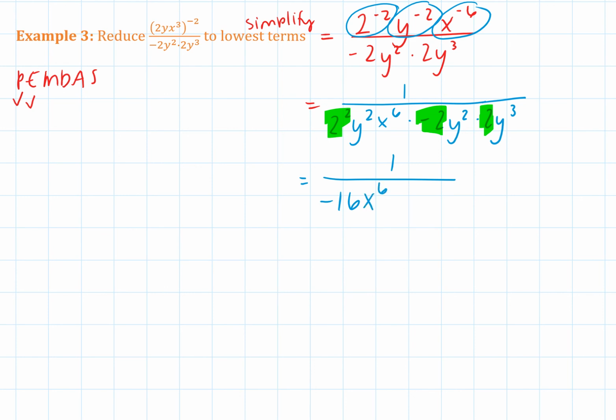Okay, I've got x to the 6th. I'm putting my variables in alphabetical order. Then I've got y squared times y cubed. That would give me y to the 7th. And there's nothing else to do here. So we are done. We've reduced it to lowest terms by fully simplifying the expression.